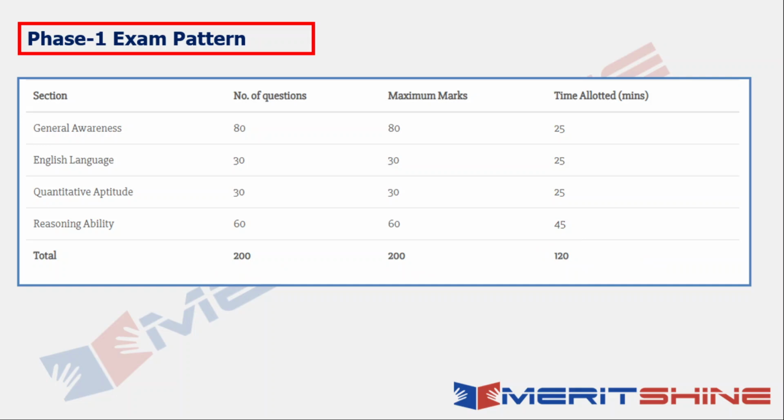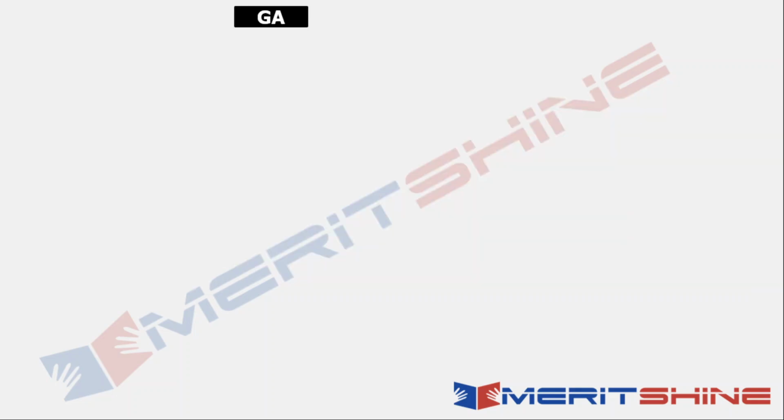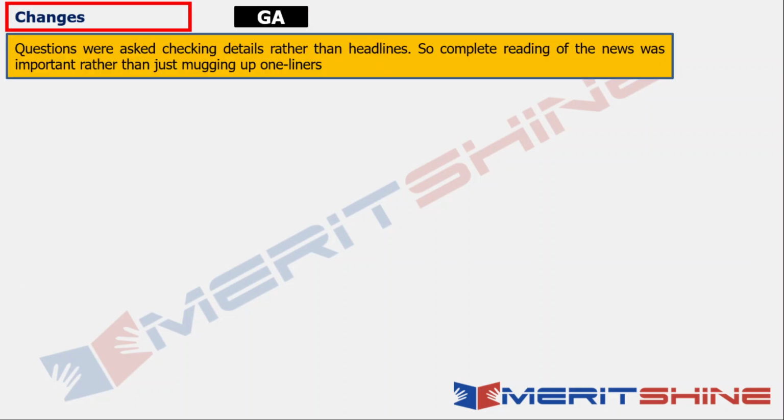Now, we'll start with general awareness. We'll go in order only. General awareness first, then English, then quant, and then reasoning. So first, general awareness. Now, what had been the changes that have happened?